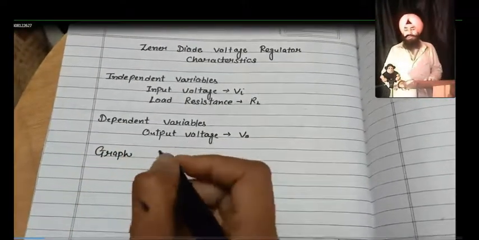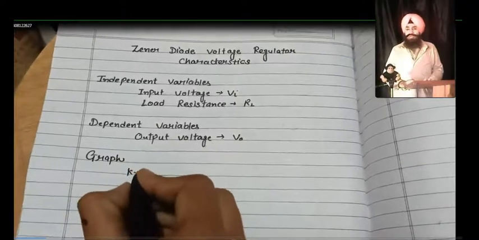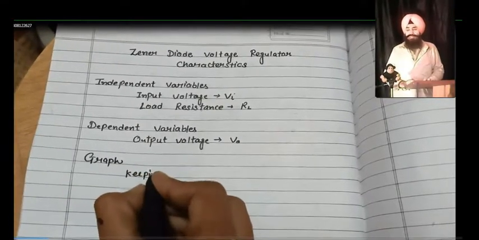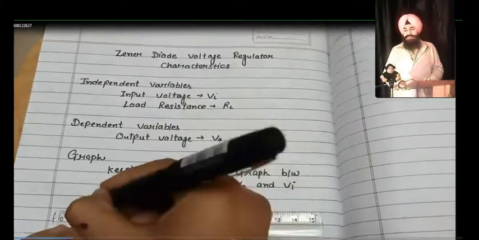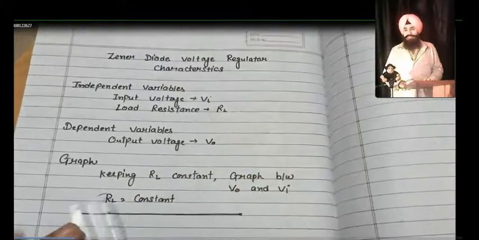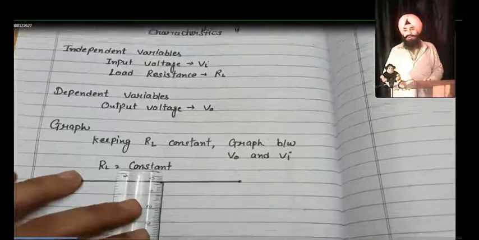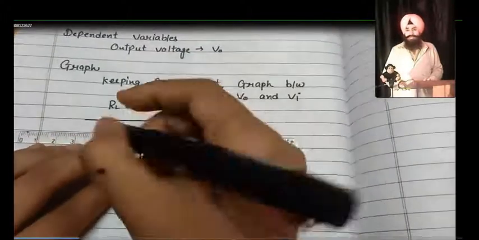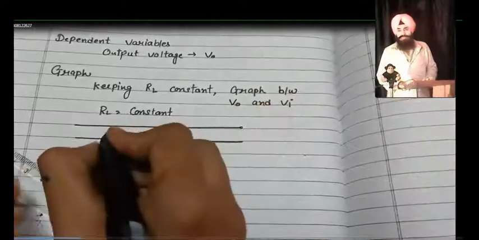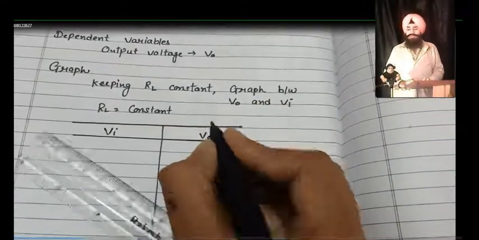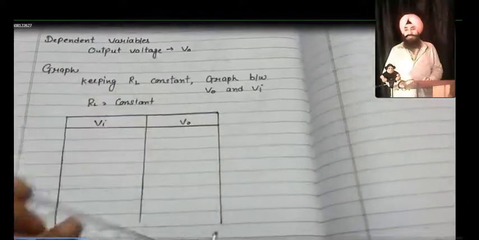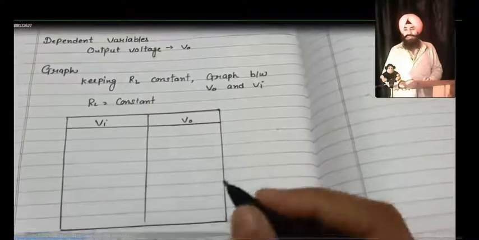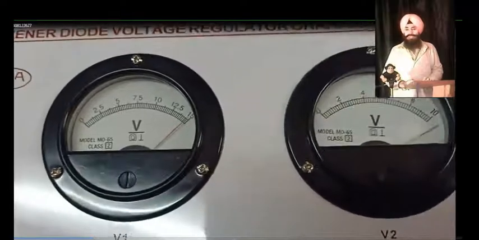Okay. Now the first step will be a graph between Vi and V0, keeping RL constant. You can call it V1 or Vi or Vs, and V0. RL should remain constant for this plot. So this is Vi and this is V0. You take the data, go on varying Vi, and note down the value of V0. V1 is the supply voltage, okay? So this voltmeter tells us about Vi.